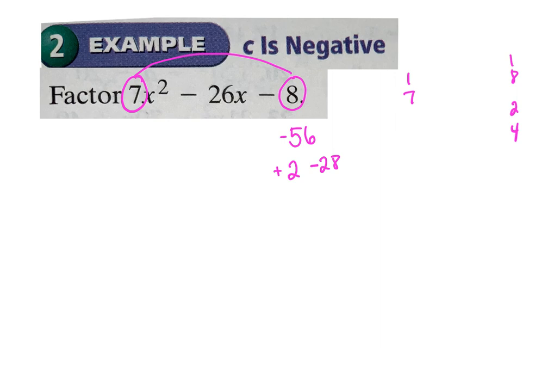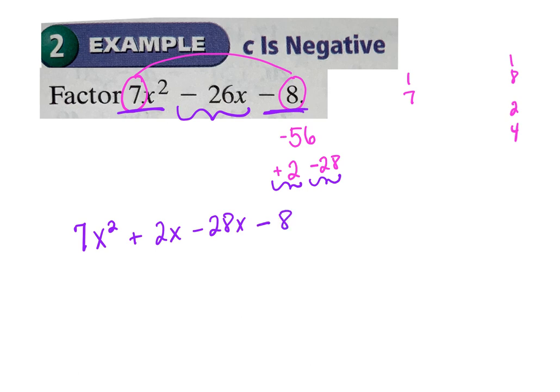Now here's the deal. If you don't want to remember to group behind a negative, you can always put your negative first, but sometimes you're going to have two of them. All right, so I'm going to split this up. My first term stays exactly the same, 7x squared. I'm going to break up this middle term to be a positive 2x and a negative 28x. Positive 2x, negative 28x. And I'm going to leave this last term alone, including the negative, negative 8.